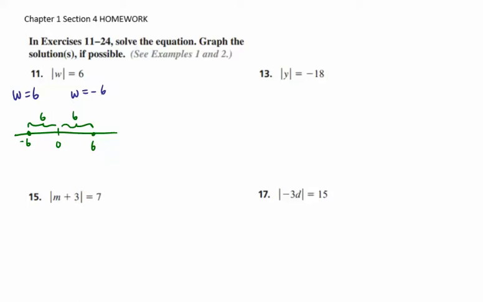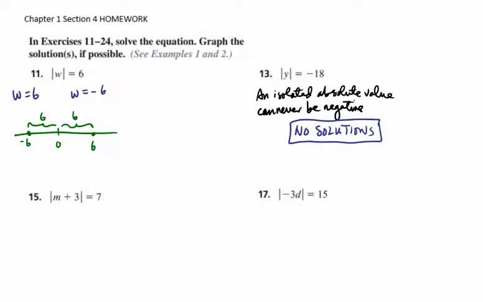In number 13, right away we can tell that there are no solutions to this because an isolated absolute value can never be negative. And we'll go on to problem number 15.